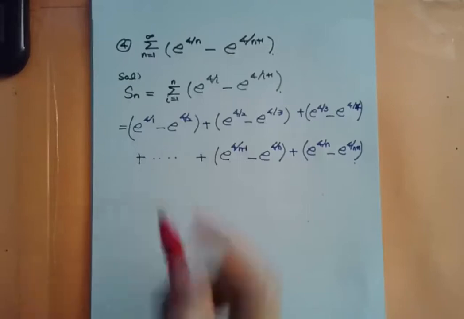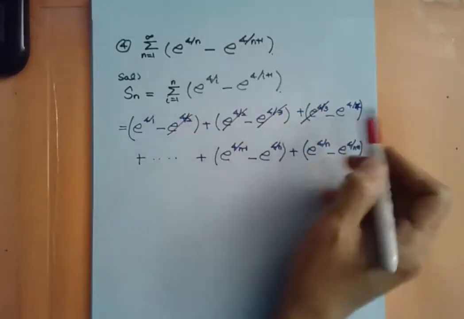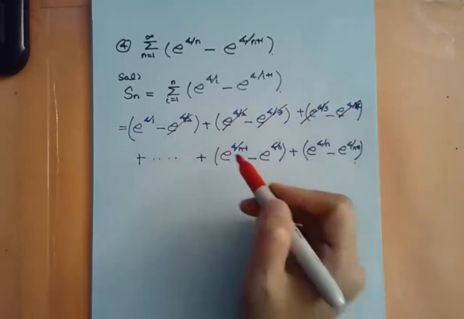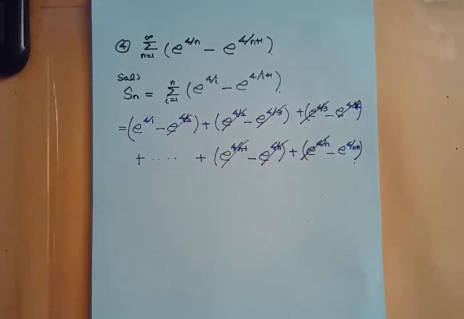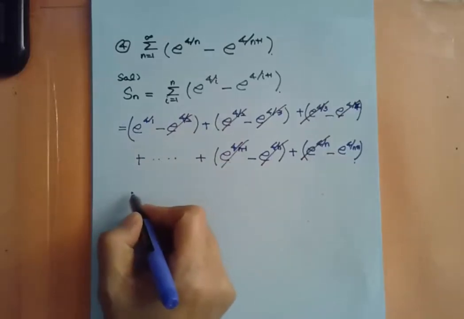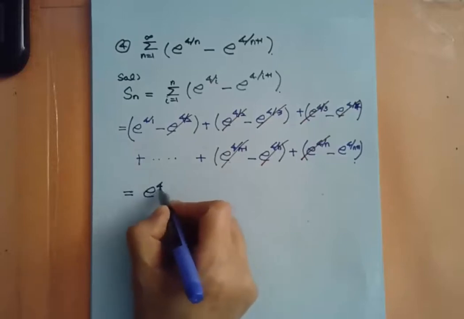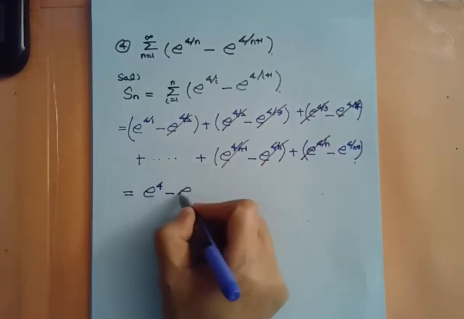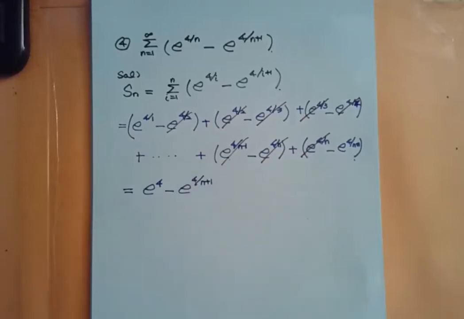So these two will cancel each other, and these two will cancel each other. Just the adjacent ones will cancel each other up to here, right? The same pattern. This time it appears in exponential form, and what we figured out was that e to the 4 minus e to the 4 over n plus 1 is the nth partial sum.